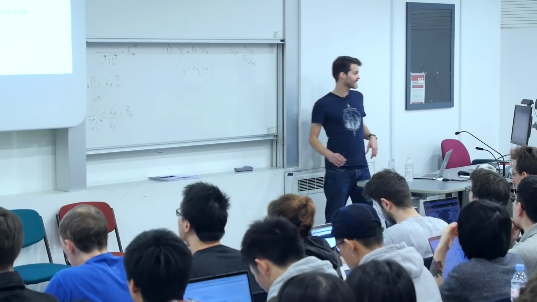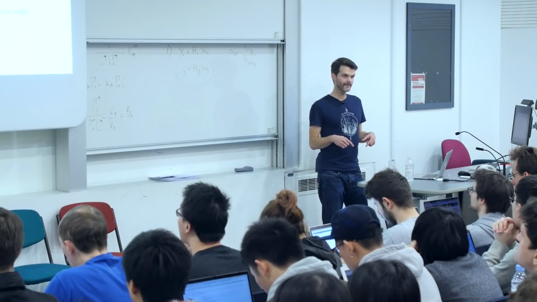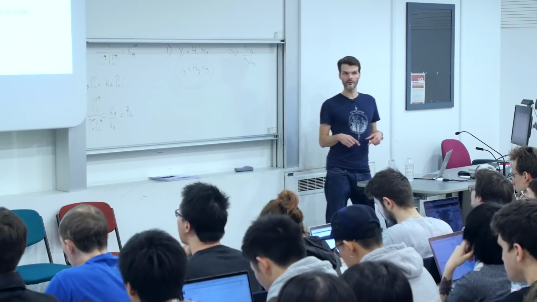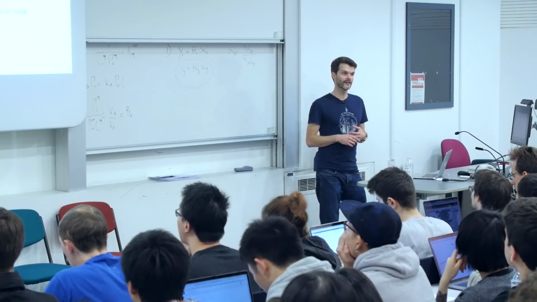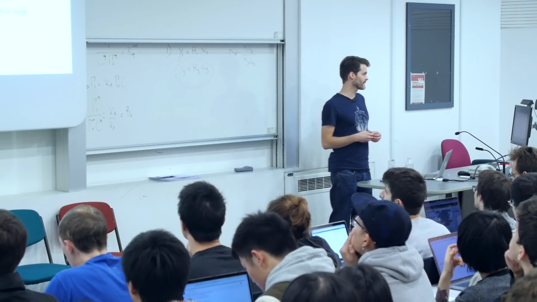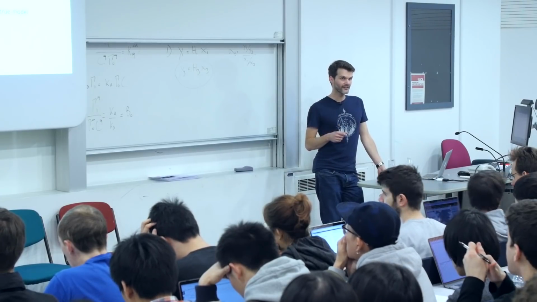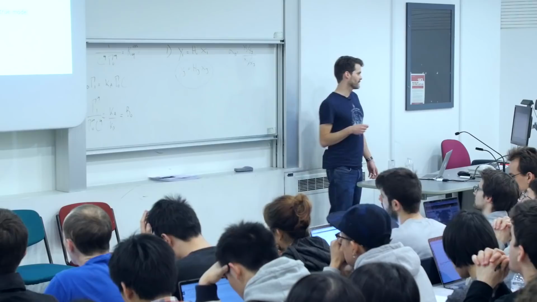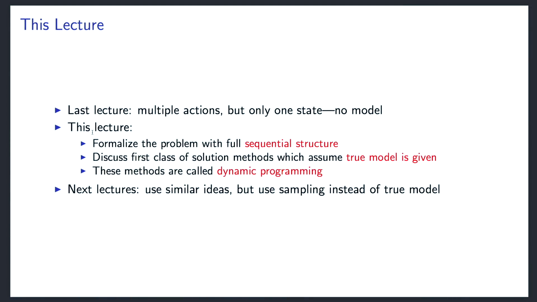So, again, last lecture we covered the multiple actions but only one state case. And in addition, we basically assumed there was no model. We did cover model-based reinforcement learning where you learn a model, but we weren't assuming the model was given. In this lecture, we'll go towards the full problem by formalizing the full reinforcement learning setup, so the full sequential structure. But we'll first focus on a class of solution methods in which we assume that the true model is given. And these methods are called dynamic programming, which you may or may not have heard before, but we'll cover what that means at least in the reinforcement learning context. And in the next lectures we'll cover similar ideas again, but then we'll get rid of the assumption that there's a true model. So if you don't like that assumption, don't worry, it's only temporary.